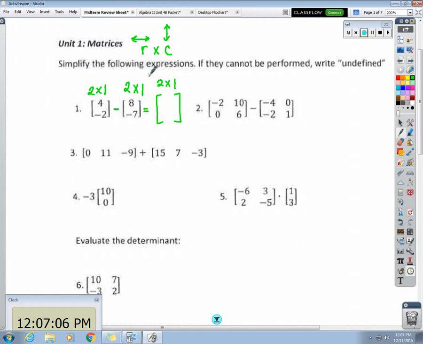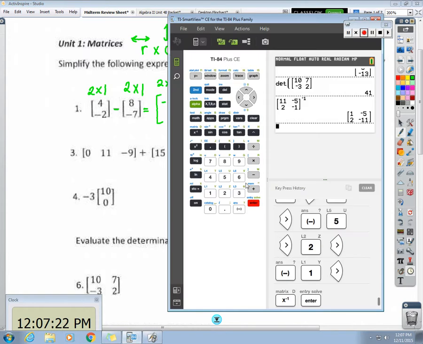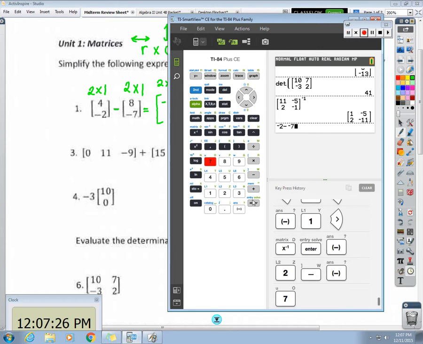When you subtract corresponding elements, like 4 and 8 are corresponding because they're in the same location, 4 minus 8 is negative 4. Negative 2 minus negative 7. Say that you have trouble when doing something like negative 2 minus negative 7. Take the time to punch it in. Negative 2 minus negative 7.